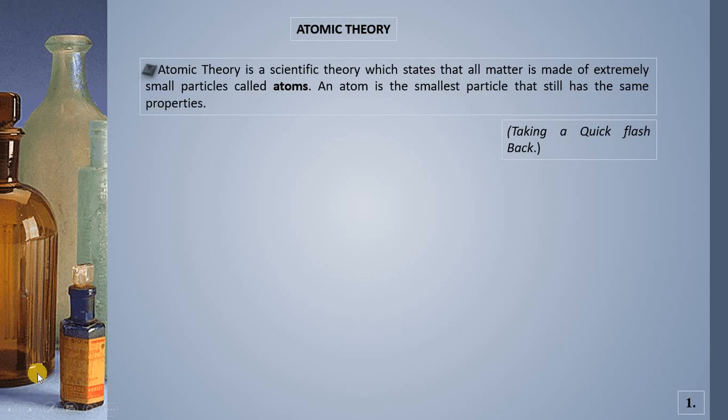What does atomic theory simply imply? Atomic theory is a scientific theory which states that all matter is made up of extremely small particles called atoms. And what does this atom itself mean? An atom is the smallest particle that still has the same properties. Some people will say an atom is the smallest indivisible part of an element. They are right with that.